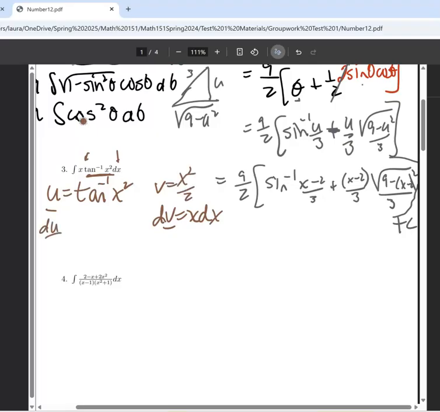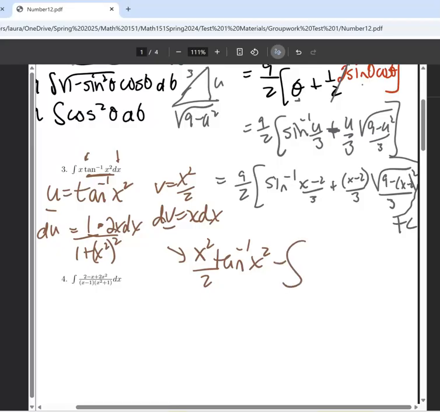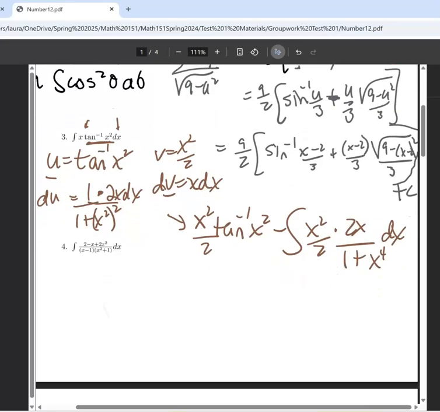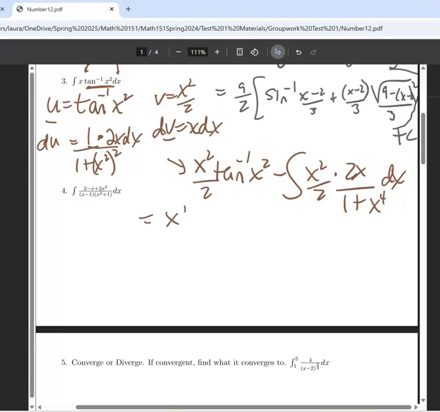And then here, don't forget to do the chain rule. So du is 1 over 1 plus x squared times 2x dx. Okay, let's put this together. So I have uv minus the integral of v du. Wow, look at that mess. Okay, so let's make sure we clean that up before we try to take the antiderivative of that.